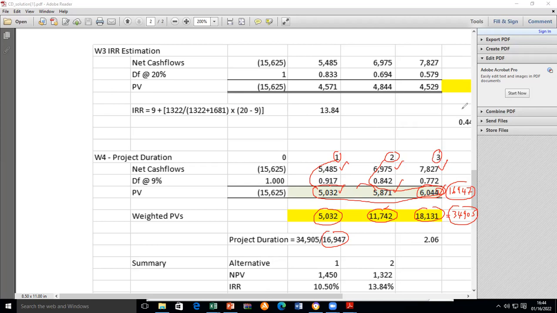Some of you may say, but you mentioned something to do with the weighting. How does the weighting come in? Another way of doing this calculation, which probably is not as straightforward, but demonstrates the weighting, is where you say 5485 over 16,947 multiplied by 1.